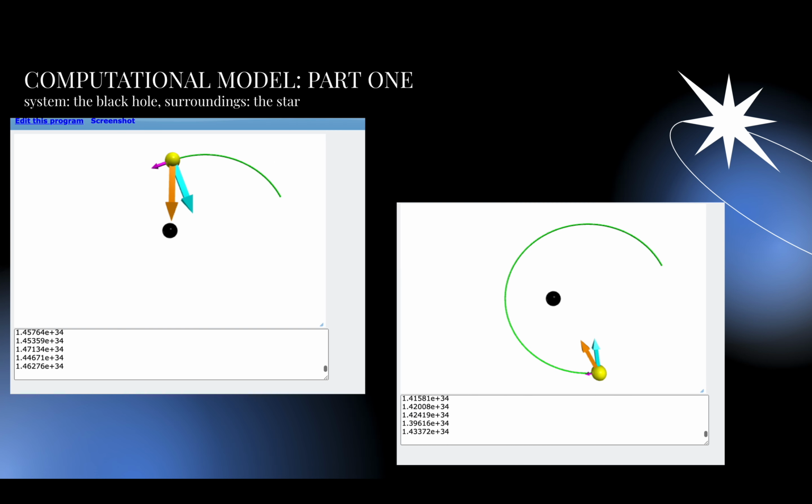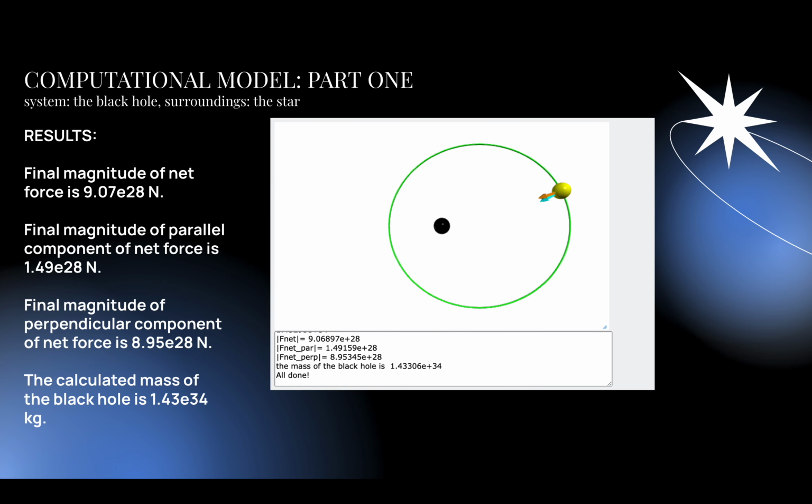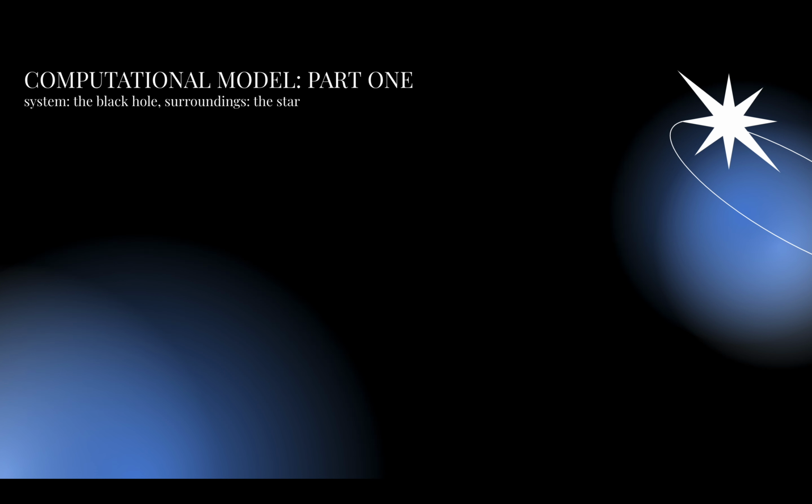Here is the computational model at two different points in time. The vectors represent both components of the net force, parallel and perpendicular, as well as the total net force. The results show us that the final magnitude of net force is 9.07 e28 newtons, and the calculated mass of the black hole is 1.4 e34 kilograms.